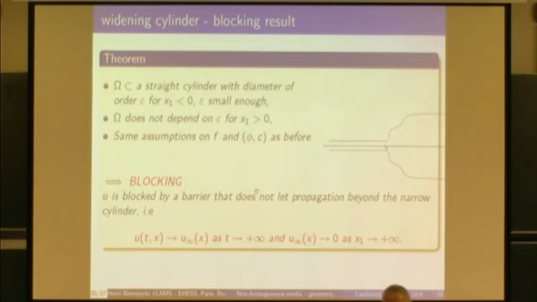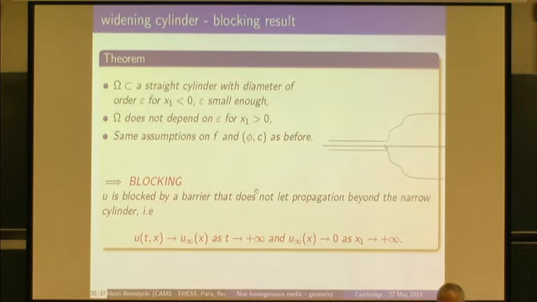The theorem is this: if epsilon is small enough, then there will be no propagation. I mean, there is always propagation starting from minus infinity, but the propagation will be blocked. It will be blocked exactly here, that is, it will not be able to invade this right cylinder. And so this is a result. So how do you formulate it?